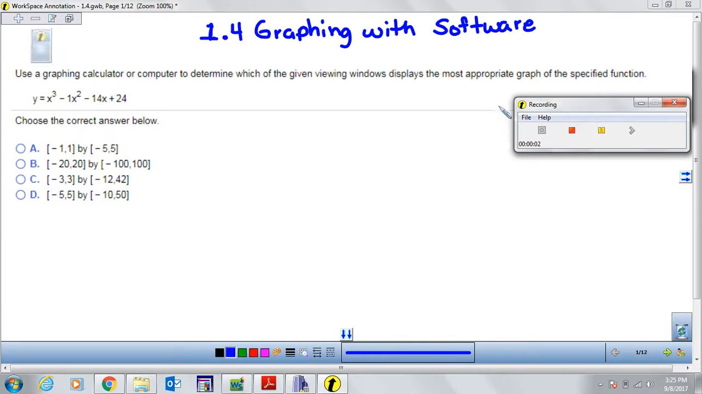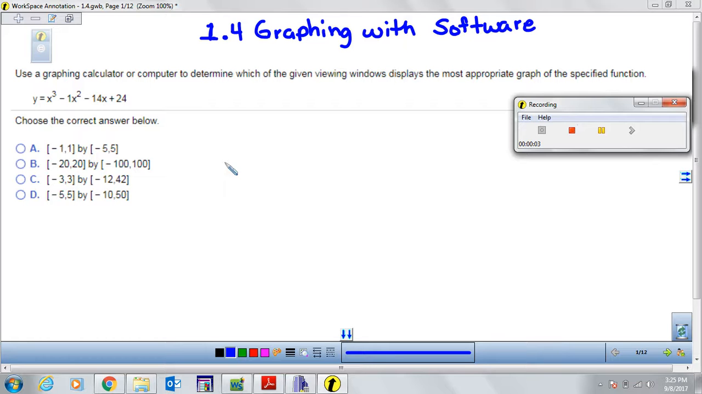Okay, so here we're going to start section 1.4, which is called Graphing with Software, and it's basically just learning how to manipulate the window screen on the calculator when we are going to do graphs of functions. So here we have several examples, and all I'm going to do is go over basics of how to figure out what would be the best viewing window according to each graph you may be presented.